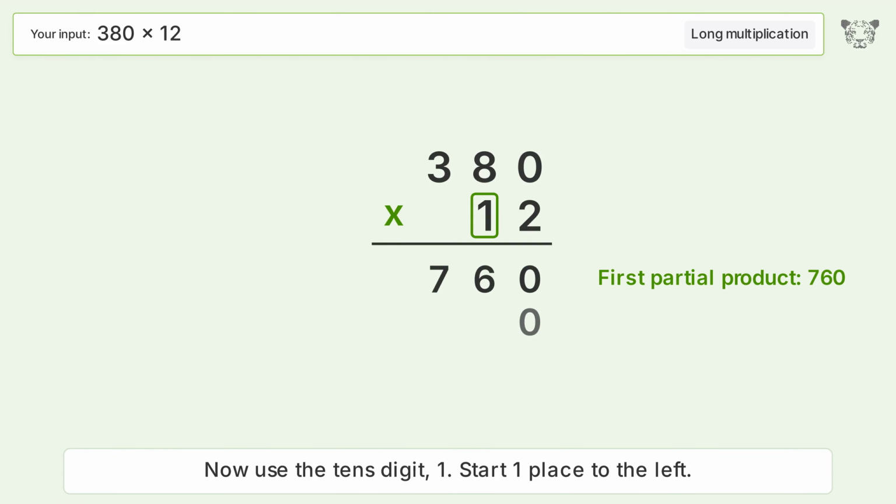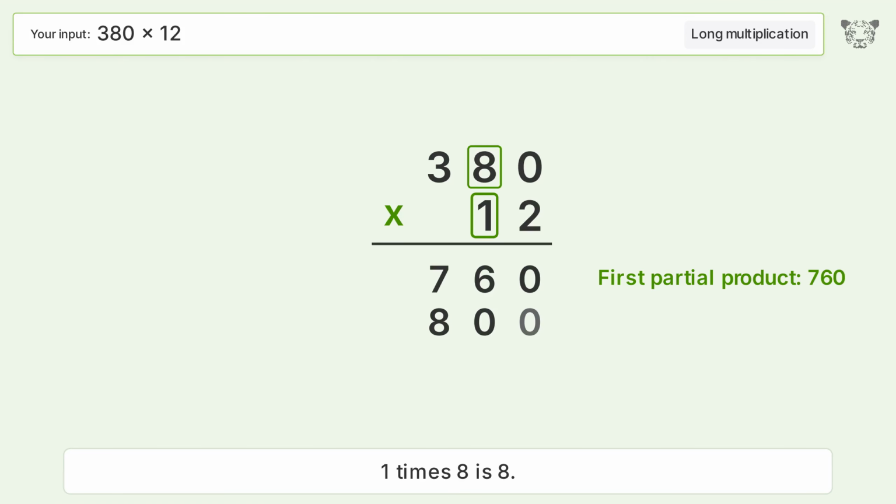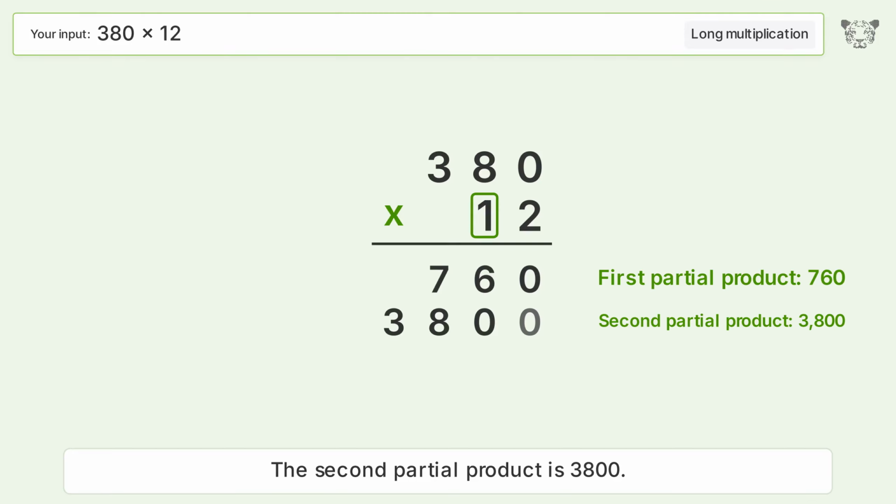Now use the tens digit, 1. Start one place to the left. 1 times 0 is 0. 1 times 8 is 8. 1 times 3 is 3. The second partial product is 3,800.